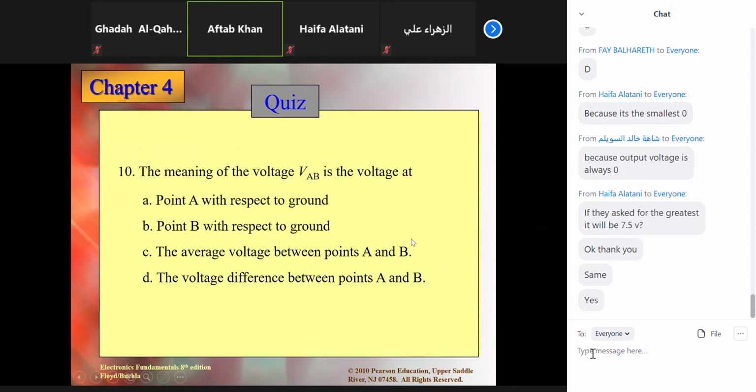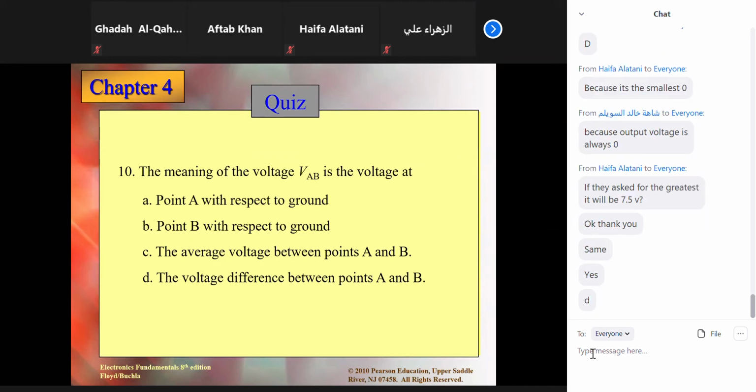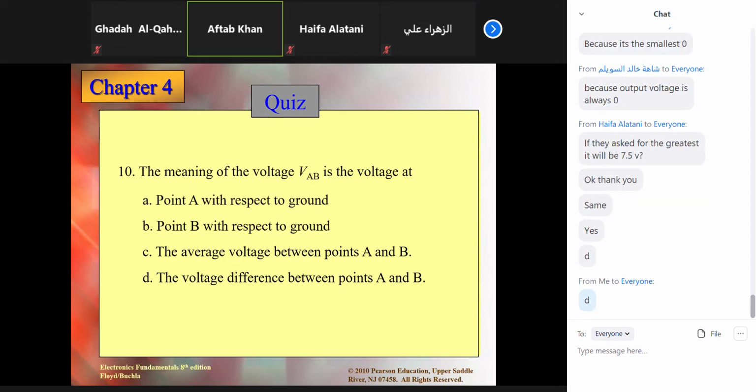Okay. D. The voltage difference between point A and B. Yes, correct. It is D. So it is a voltage difference between A and D. It is like that. All right.